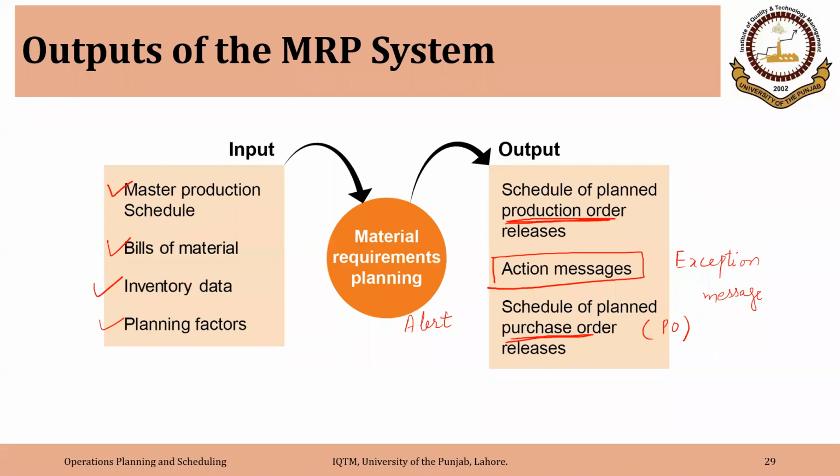And keep one thing in mind, that MRP as a whole never generates orders. MRP itself never generates orders. I mean, it never places orders. It only suggests the planner place the order, and the final decision is of course taken by the planner. So this is true for regular planning as well as in the case of exception or action messages.